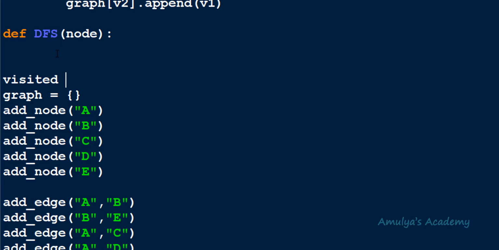First I'll take the variable name as visited, and here I'll take a set. Here I'm creating an empty set. You can use a list also here to store the visited nodes. But in this program, set is slightly more efficient than the list. Next, what I need to do is I need to pass this as the second parameter to this DFS function.